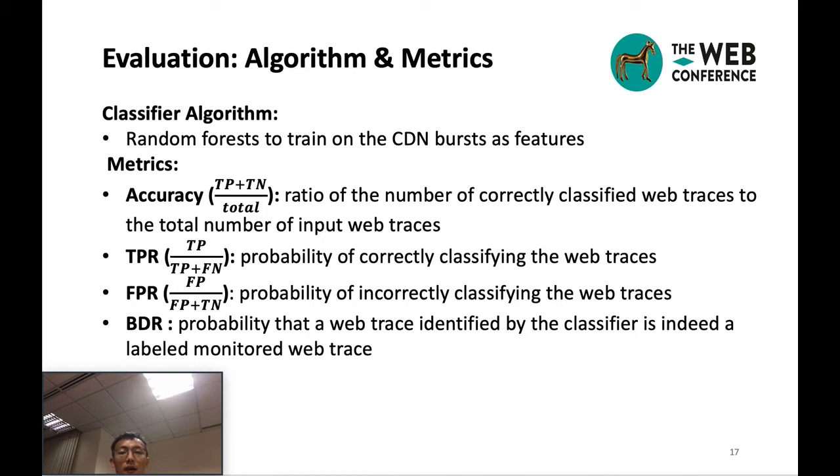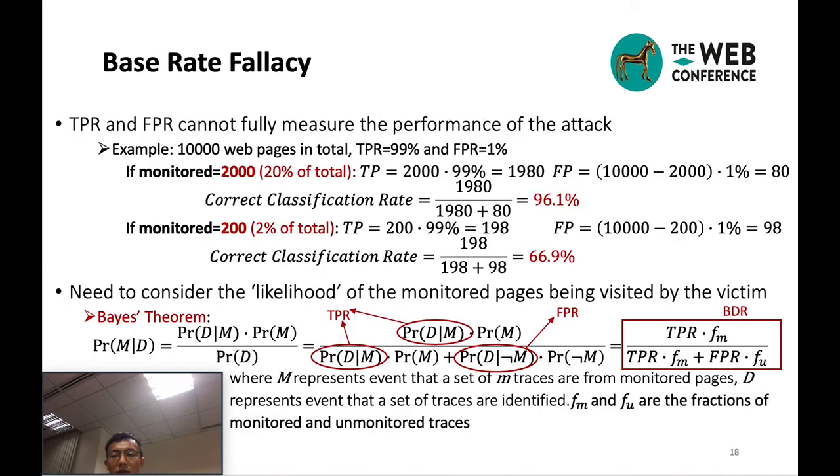And as evaluation, we use accuracy to benchmark the performance in a closed world setting where the size of the classes are balanced. And TPR, which is true positive rate, FPR, false positive rate, and BDR, Bayesian detection rate, to evaluate the performance in open world setting where the class sizes are severely imbalanced between monitored and unmonitored pages. BDR is actually very important to measure the likelihood and feasibility of the attack because TPR and FPR cannot fully reflect this information. For example, consider you have 10,000 web pages in total with TPR 99% and FPR 1%.